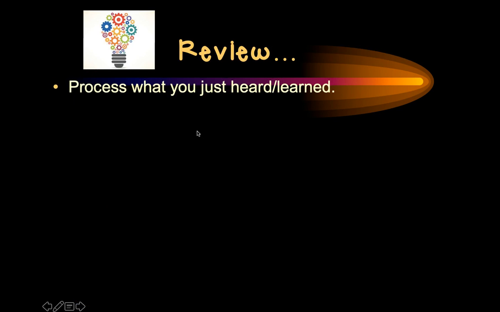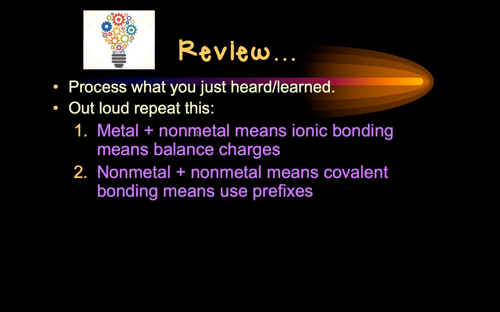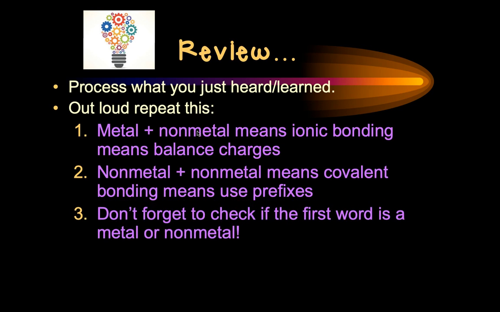Let's review this. Okay, review our second set of rules. So out loud, yes, do it. Just do it with me. Out loud, repeat this. Metal plus nonmetal means ionic bonding, means balanced charges. Go, go, go. Okay. Nonmetal plus nonmetal means covalent bonding, means use prefixes. Go ahead, repeat that. Don't forget to check if the first word in the name is a metal or nonmetal. Go ahead, repeat that.